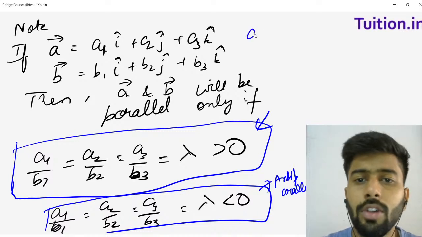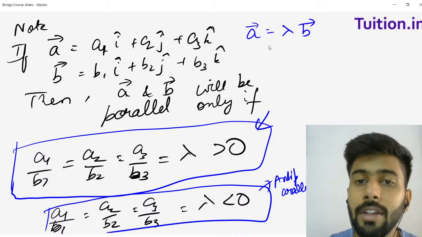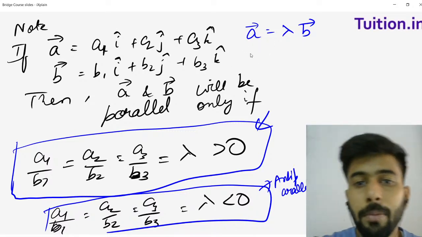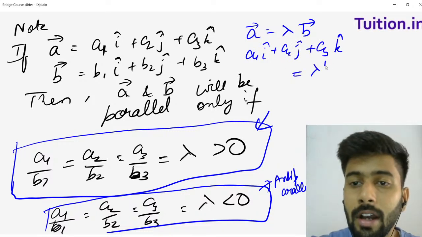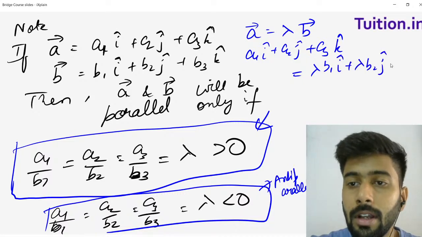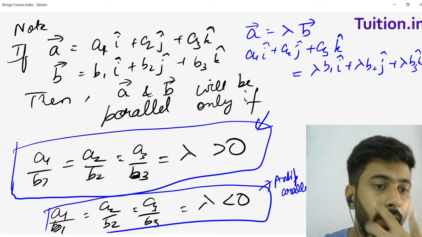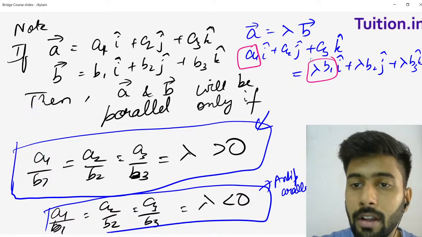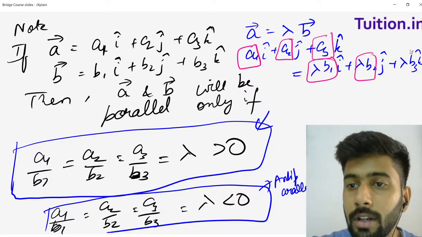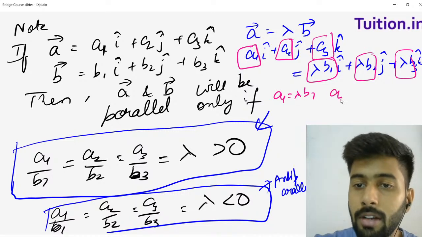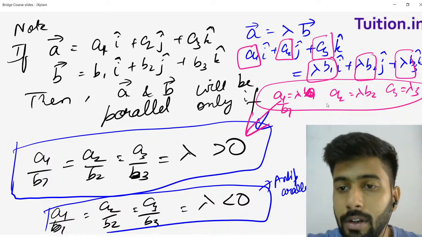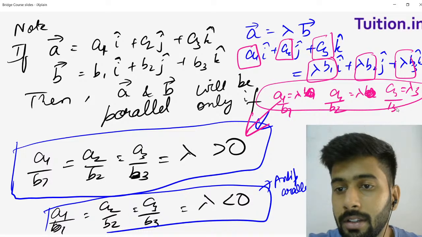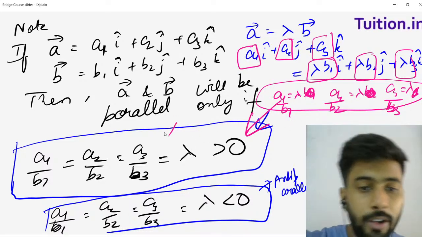I got this from the same concept. Your a bar should be equal to lambda b bar. And when you compare every component, like you have a1 i plus a2 j plus a3 k, and then lambda times b1 i plus lambda times b2 j plus lambda times b3 k, your a1 should be equal to lambda b1, your a2 should be equal to lambda b2, your a3 should be equal to lambda b3. So this relation itself is giving me this, right? When you divide by b1, you will get lambda. When you divide by b2, you will get lambda. When you divide by b3, you will get lambda. That's how I got this relation.